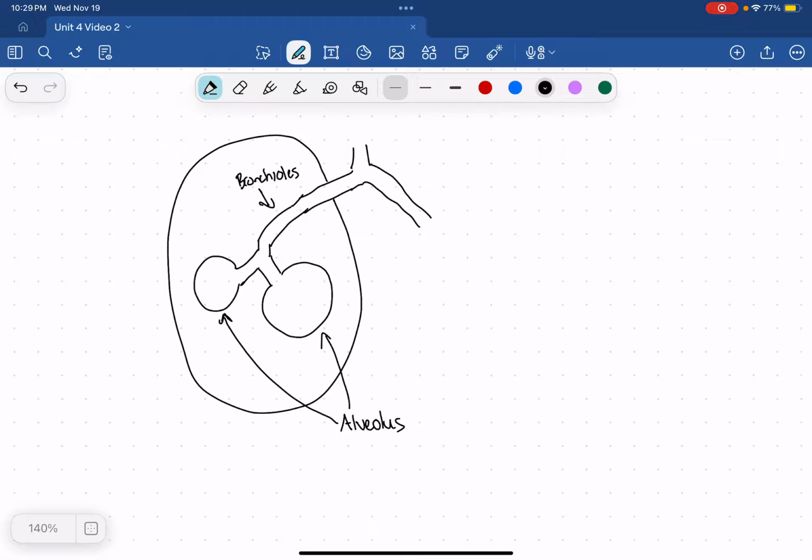And those bring air in when we breathe, and they help us to exhale air as well. On these bronchioles, they have a little layer of smooth muscle, which I'm going to draw with red here.